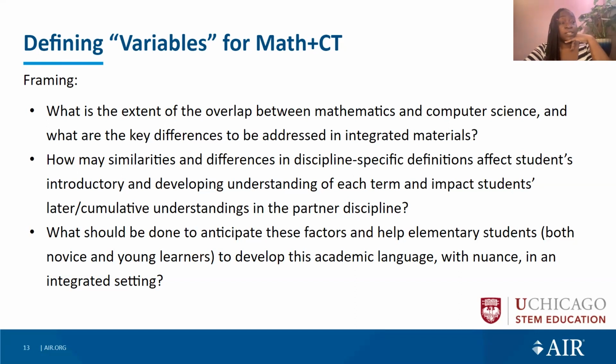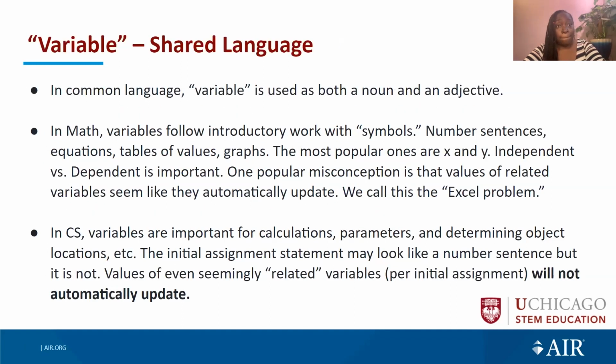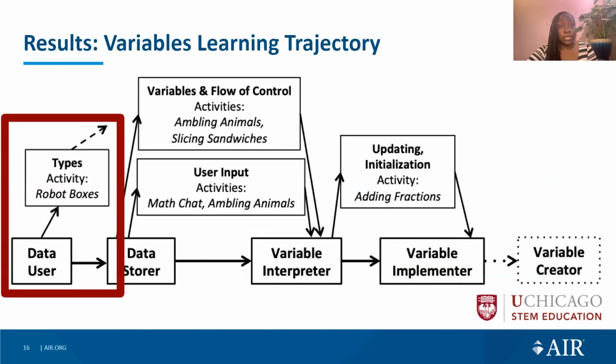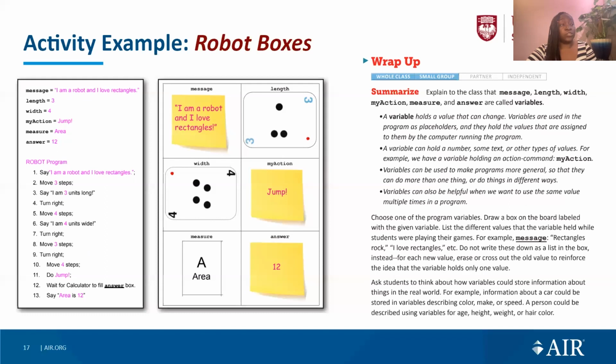Katie, if you would advance the slides for me, please. So let's go right to talking about robot boxes, which is the first example. Advance a little bit more for me, Katie. Right. So in this activity, this is an unplugged introduction to variables. Now, this is 4th grade.